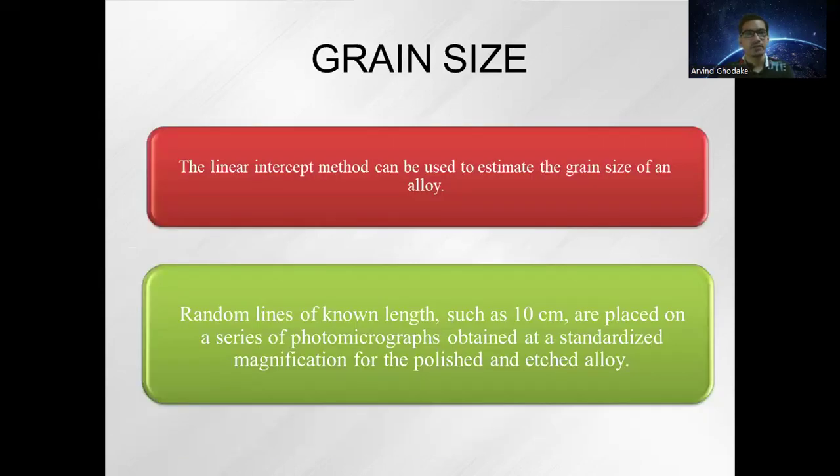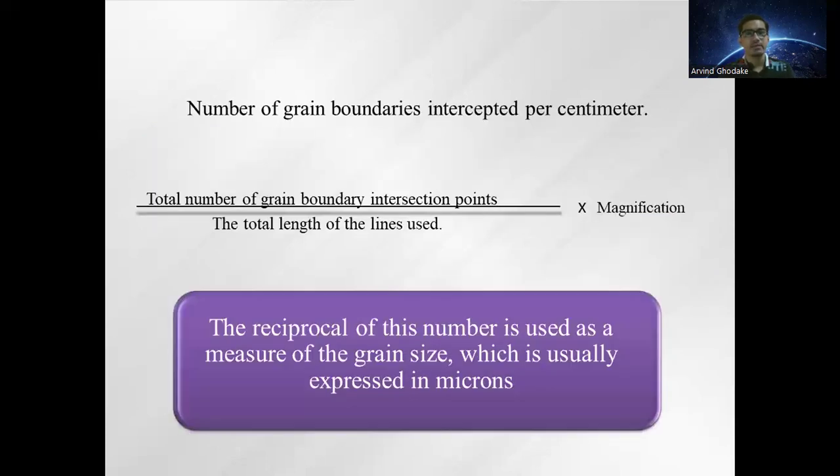Next is the grain size. The linear intercept method can be used to estimate the grain size of an alloy. Random lines of known length, such as 10 cm, are placed on a series of photomicrographs obtained at a standardized magnification for the polished and etched alloys. The number of grain boundary intercepts per centimeter is the total number of grain boundary intercept points divided by the total length of the lines, adjusted for magnification. The reciprocal of this number is used as a measure of the grain size, which is usually expressed in microns.